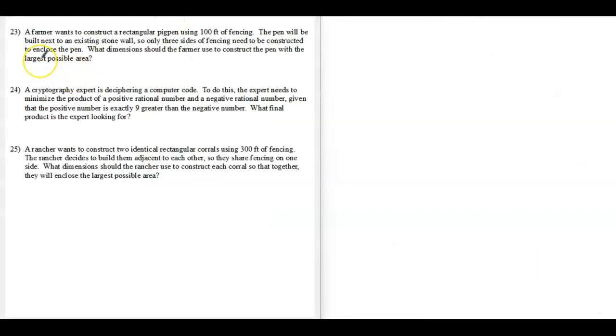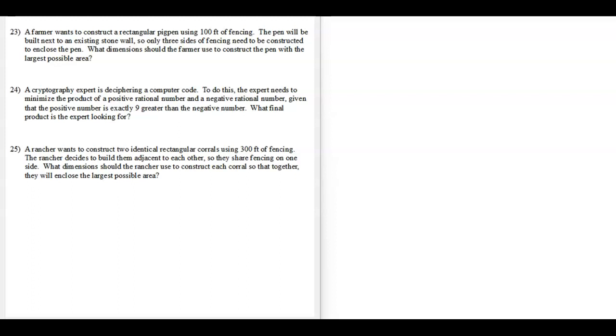For numbers 23 through 25, these are all optimization problems. You can tell they're optimization problems because of this part here. When it says find the largest area, or minimize something, those are what we call optimization problems. And I gave you guys some steps for those, so let's go ahead and begin.